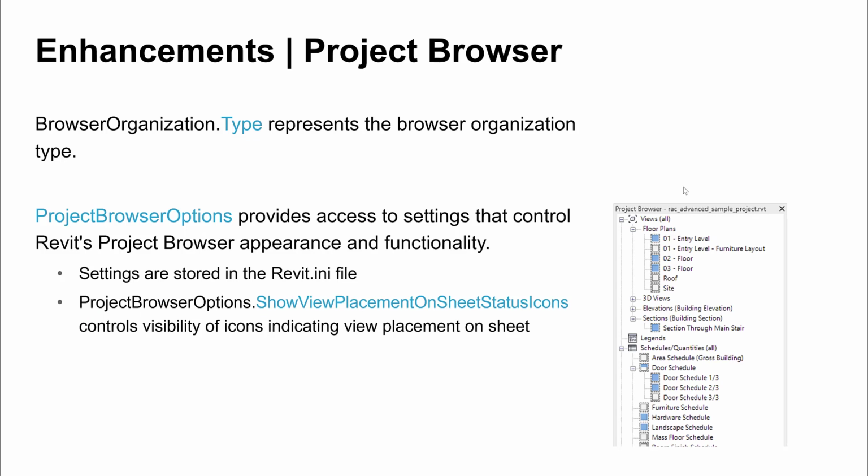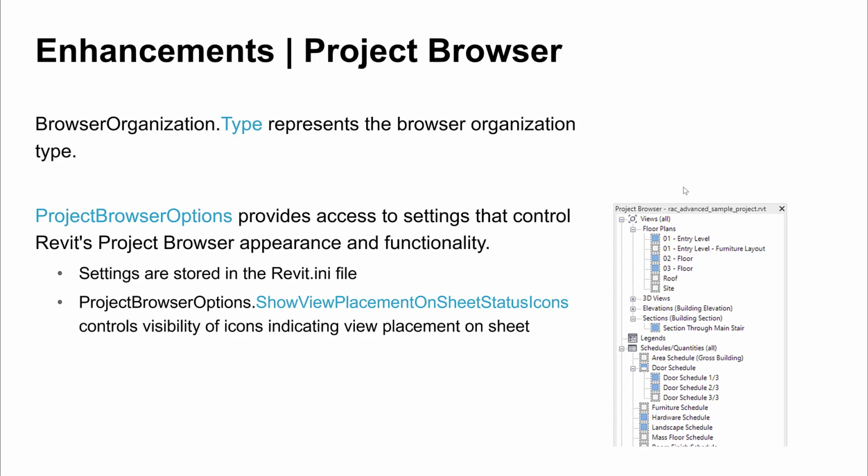Additionally, we've got a couple of enhancements to Project Browser. The first one is exposure to the Project Browser organization types. So now you can actually start to control a type of Project Browser organization is set. Additionally, we have a new class called Project Browser Options, which now contains settings that control the project browser. And these settings, by the way, are stored in the Revit INI file, so they are per session and not something that can be controlled by project.